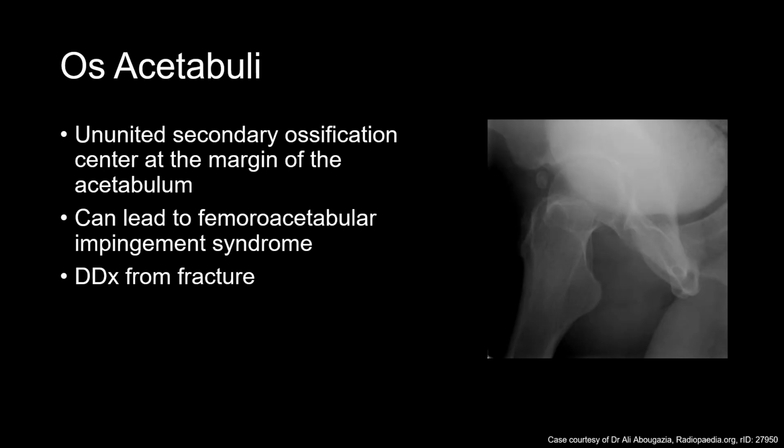Now we'll talk about some congenital anomalies and normal variants. Starting with os acetabuli. So os acetabuli is an accessory ossicle on the superior margin, typically the superior margin of the acetabulum. It can be a risk for impingement syndrome, and you want to make sure you don't confuse it with a fracture. So here's the ossicle here, floating just lateral to the superior margin of the acetabulum.